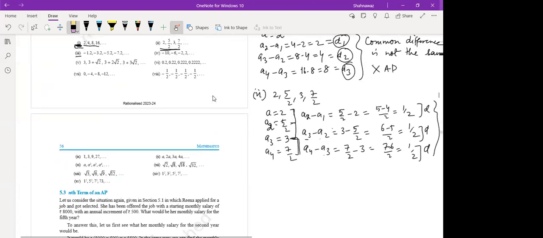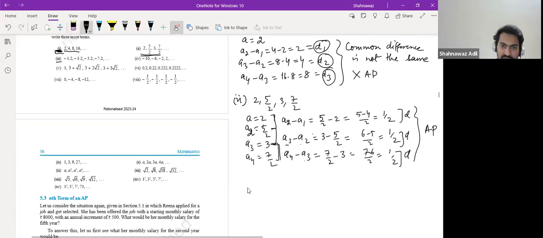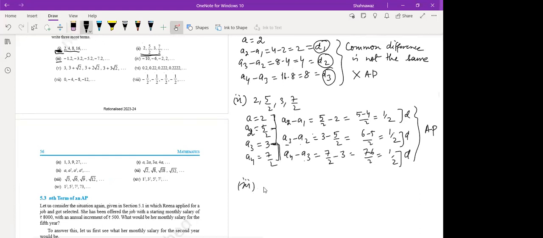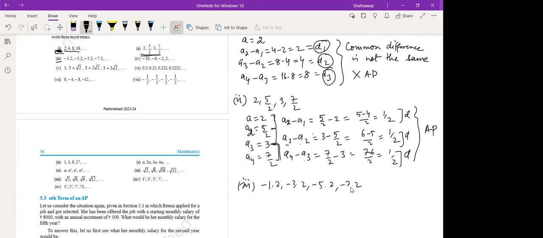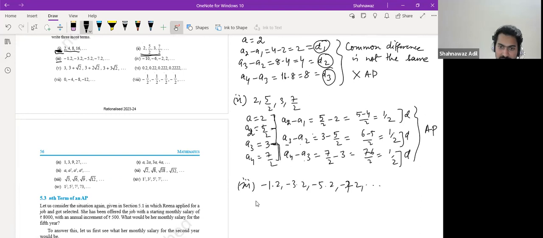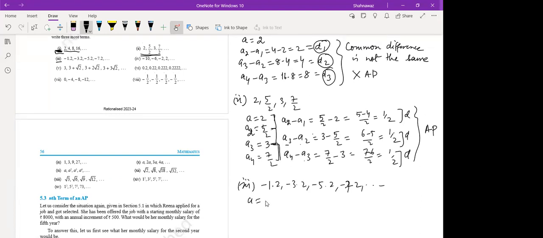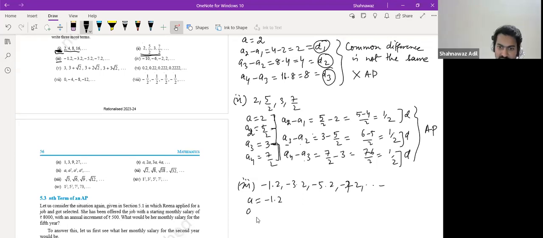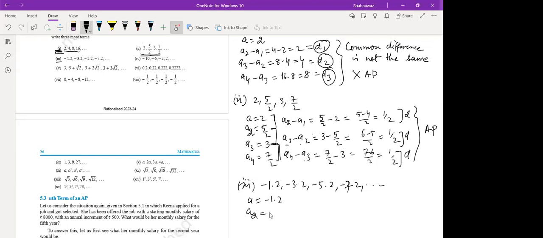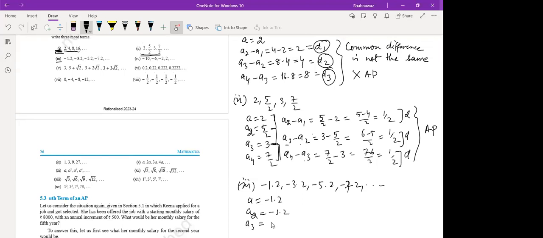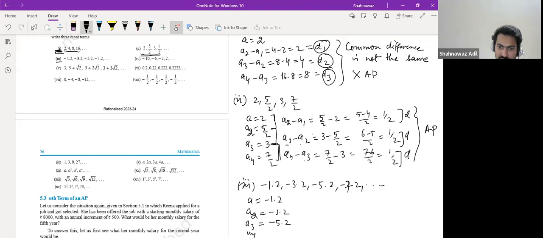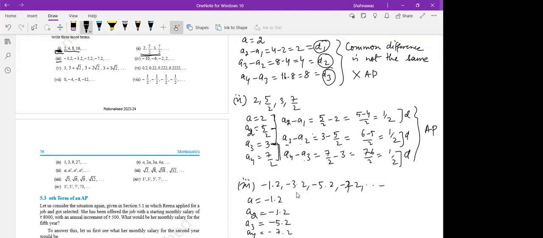So the third question is again for Talha. What is the first term, Talha? Let me write this question. The first term is minus 1.2. What is the second term? Minus 3.2. Third term? Minus 5.2. And the fourth term is minus 7.2. So what would be the difference?